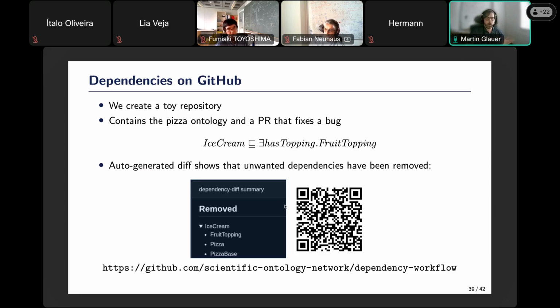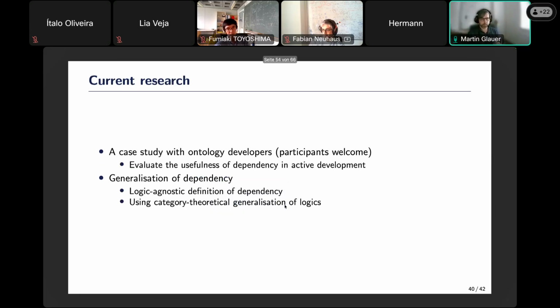Okay, so now this basically concludes our practical, so our current state of research that we have right now. Next slide. So what are we doing right now? First of all, we presented 3 different notions of dependency here. There are many more ways to actually look at dependency, and we have several other definitions that we could not cover in this talk. So there's more research to be done here.